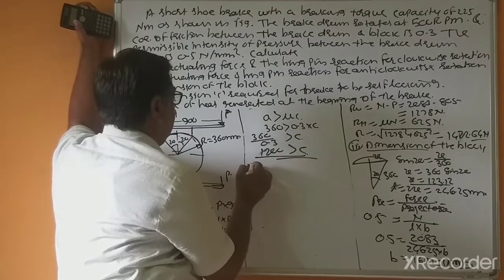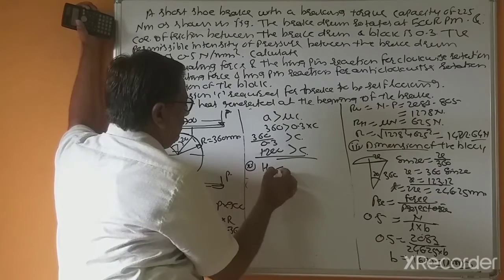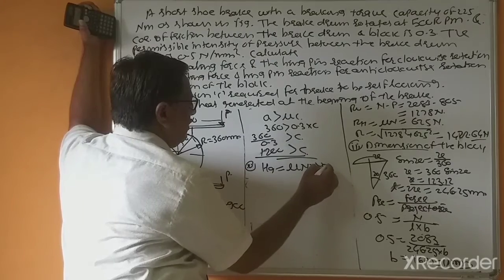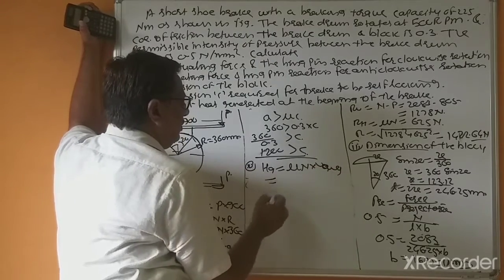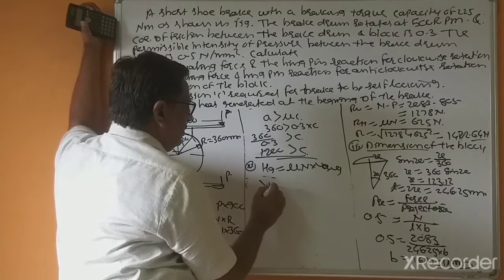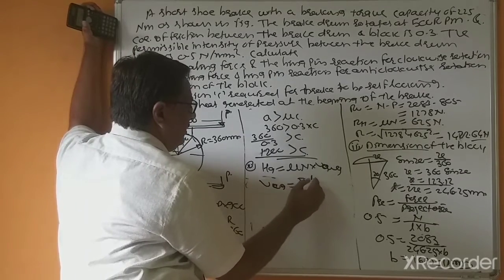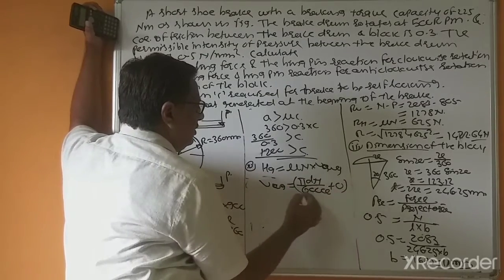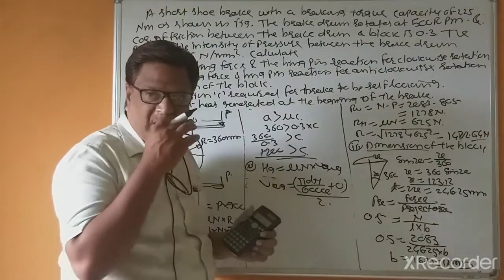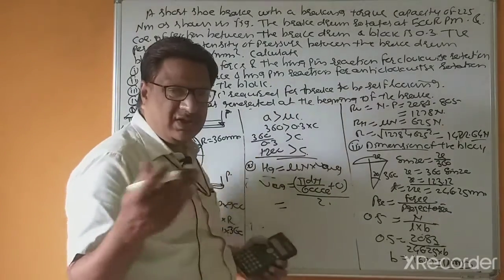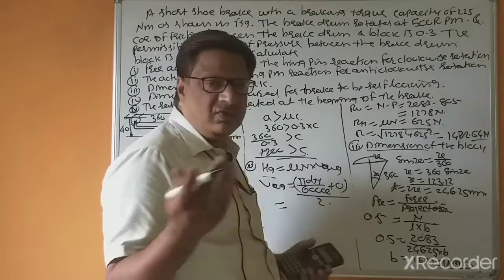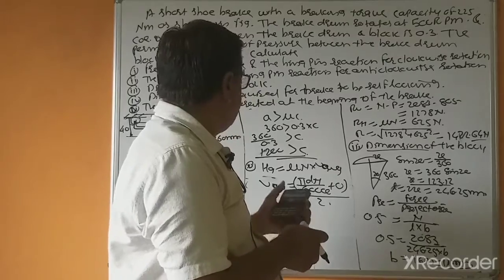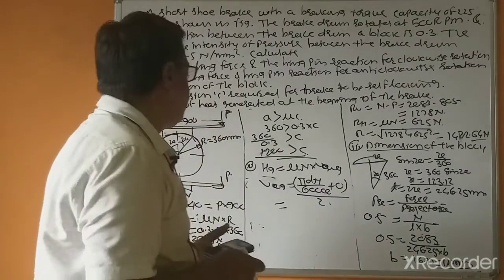Now fifth bit, heat generated. So heat generated equal to mu N into average velocity. So average velocity equal to pi d N divided by 60,000 plus 0 divided by 2. So this is average velocity. At the starting, you can directly multiply it by V, that is also correct, but this is the way, so that's why I am calculating this.